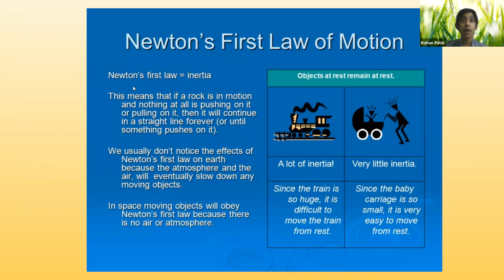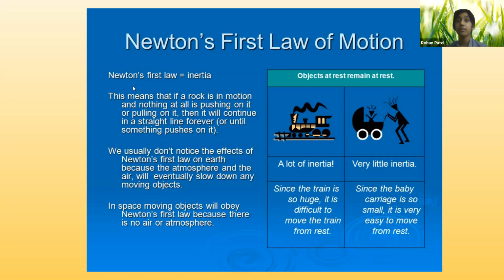So in our first example with the rock on this page, if we do throw a rock, of course, gravity will stop it. But without gravity, it'll just keep on going and going. Without air, gravity, atmosphere and water, it'll just keep on going infinitely until some kind of force or motion acts on it. In space, moving objects will obey Newton's first law because there's no air or atmosphere or gravity. Objects at rest remain at rest. Objects in motion remain in motion, unless acted upon by an external force.